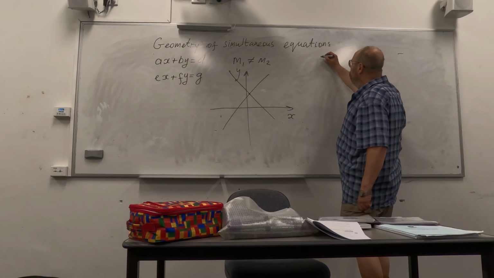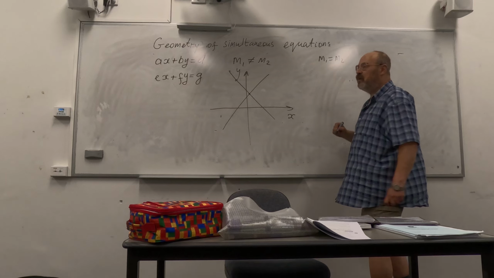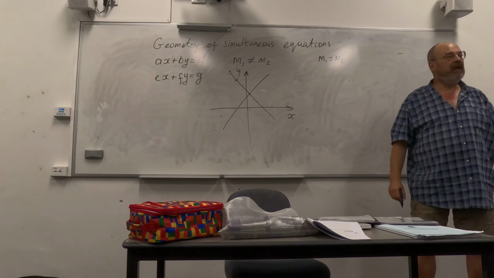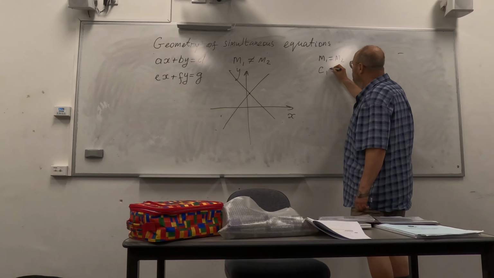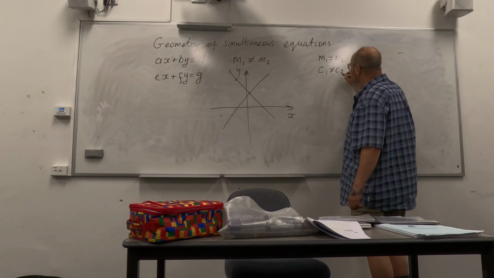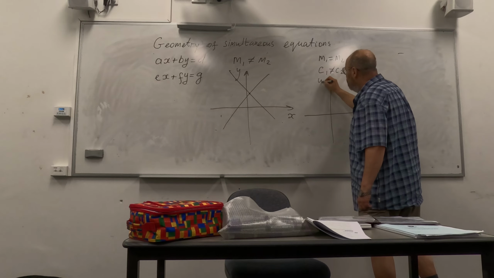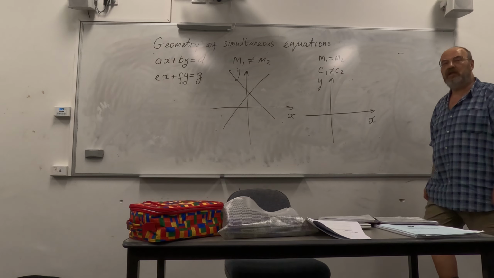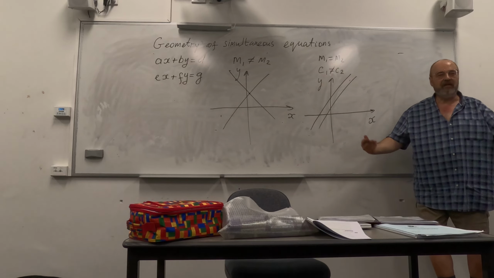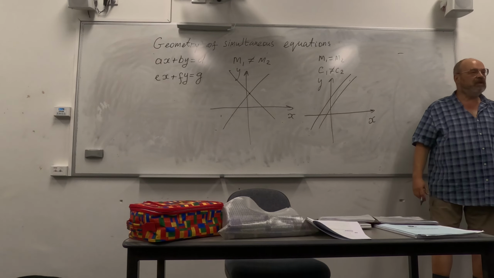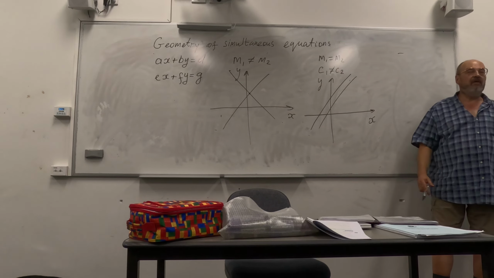Case number two: m1 equals m2. They have the same gradients, but different y-intercepts, c1 does not equal c2. And what will we get in this case? Parallel lines. How many solutions will there be? Zero. None. So in this case, gradients the same, y-intercept different, no solutions.